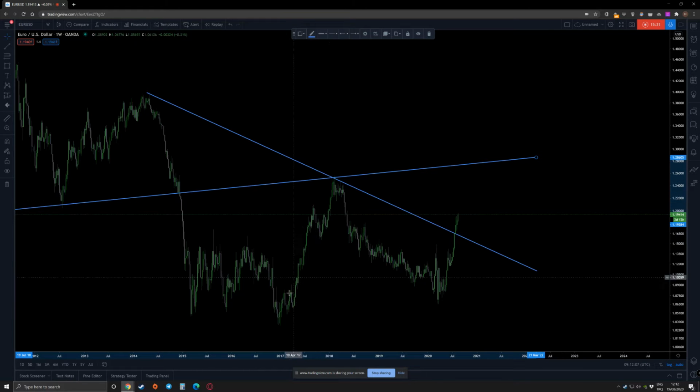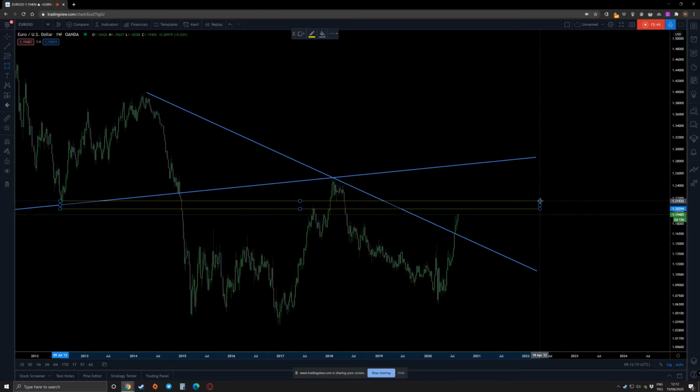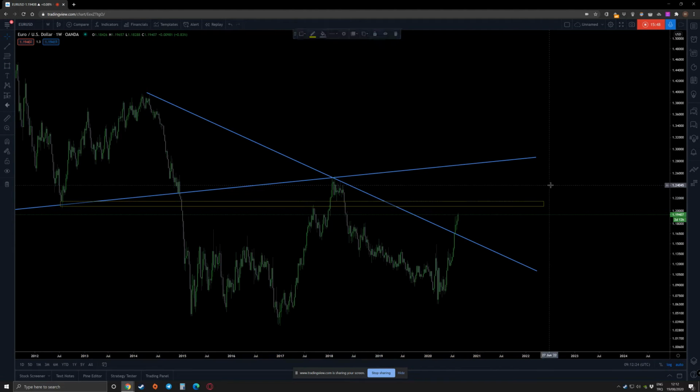truncated zigzag that I did explain before. If this goes all the way up here, then this zone here will be a resistance. If the market can actually break it, then probably the next would be this. This is what I would think.